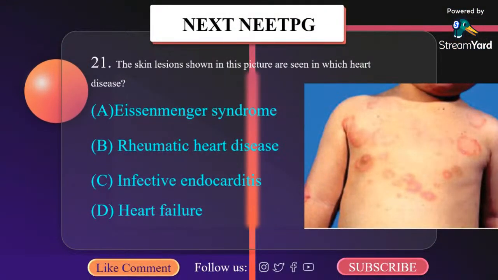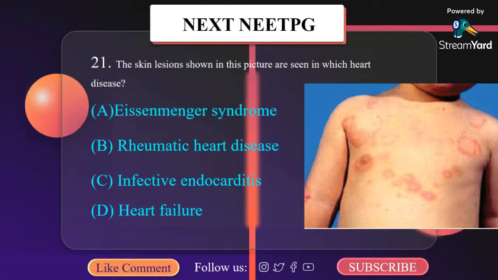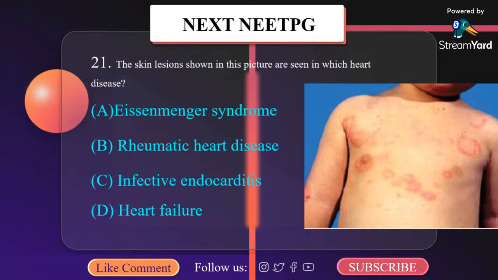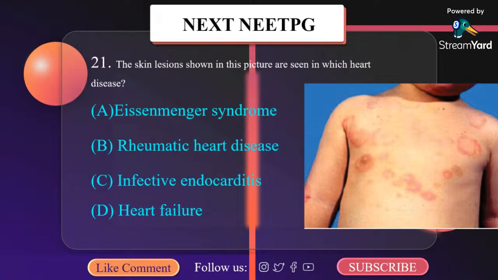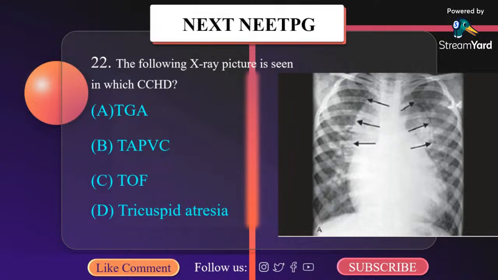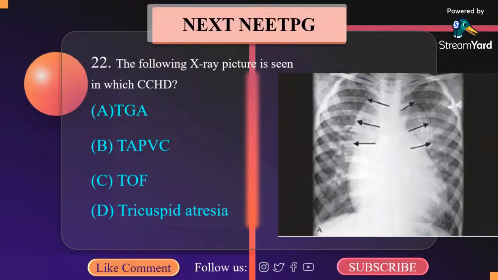The skin lesions shown in the picture are in which heart disease? A. Eisenmenger syndrome, B. Rheumatic heart disease, C. Infective endocarditis, D. Heart failure. Skin lesions are suggestive of erythema marginatum and it is seen in rheumatic heart disease. So the correct answer here is B. The following X-ray is seen in which congenital heart disease? A. TGA, B. TAPVC, C. TOF, D. Tricuspid atresia. Chest X-ray is showing a snowman, or figure of eight appearance, and it is seen in supracardiac TAPVC. Correct answer is B.